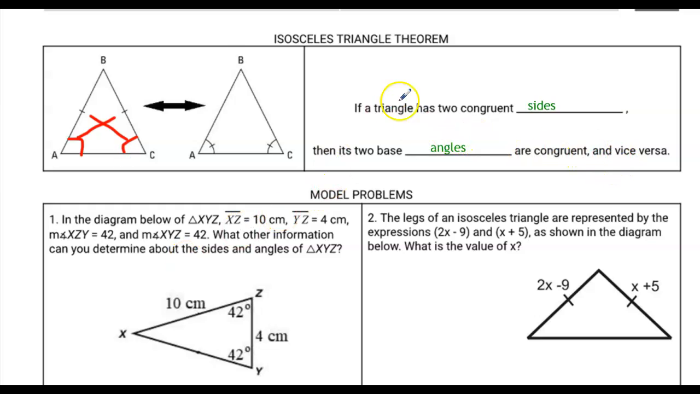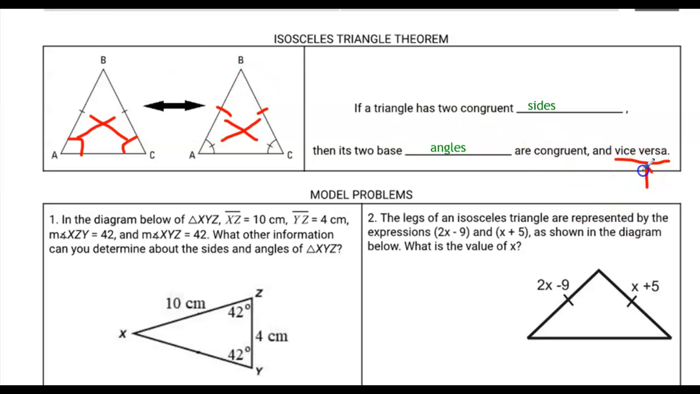And vice versa. This vice versa is a phrase that means the same way the other way around. So, in other words, if a triangle has two congruent base angles, then we can go across the triangle again and say that means its two sides are congruent. So if I know that two angles are congruent, the sides are congruent. If I know that two sides are congruent, the angles are congruent. It goes both ways. It can be proved both ways. That's what we mean by this vice versa.